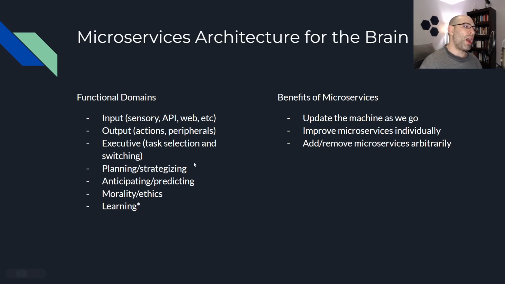Okay, so why take these functional domains and do it as microservices? We can update the machine as we go. It can be a plug-and-play architecture, just like Facebook, Amazon, and Netflix are, so that the machine can keep going. You can improve microservices individually, but you can also make sure that those microservices are super robust, that they're not going to fail. And again, you can add and remove microservices arbitrarily. Again, that is that plug-and-play architecture.